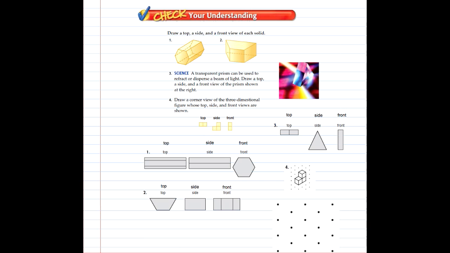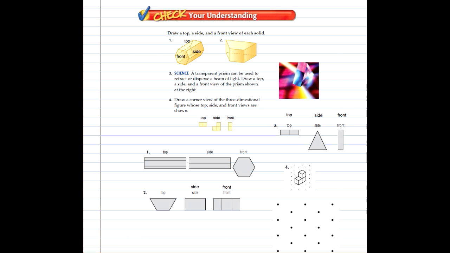Draw a top, a side, and a front view for each solid. You can see that that's been done down here. This would be the top. Kind of hard to see that. You have to look down from above. This would be the side right here. And the front would go right here.